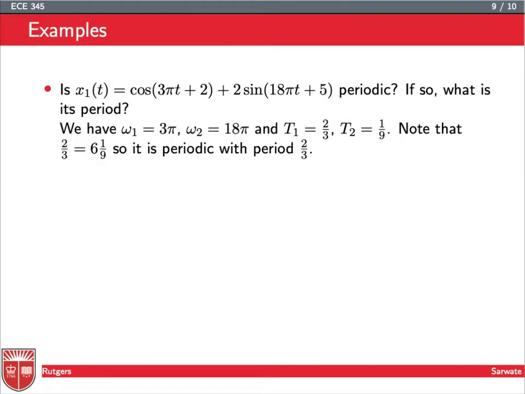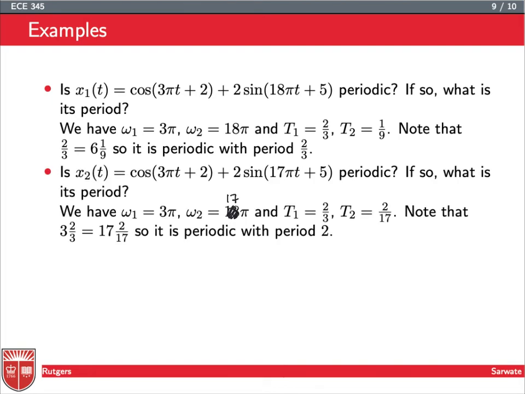So let's look at 3 more examples with the sum of 2 sinusoids. Cosine 3 pi t plus 2 sine 18 pi t plus 5. We can ignore the 2 and the 5, the phase shifts, because remember, they don't matter. All that matters is what's multiplying t. So we have omega 1 is 3 pi and omega 2 is 18 pi. So t1 is 2 pi over 3 pi, which is 2/3, and t2 is 2 pi over 18 pi, which is 1/9. But note that 2/3 is just 6 times 1/9, so it takes 6 cycles of the second one to get through one cycle of the first one, so it's periodic with period 2/3, which is the same as the period of the first one.